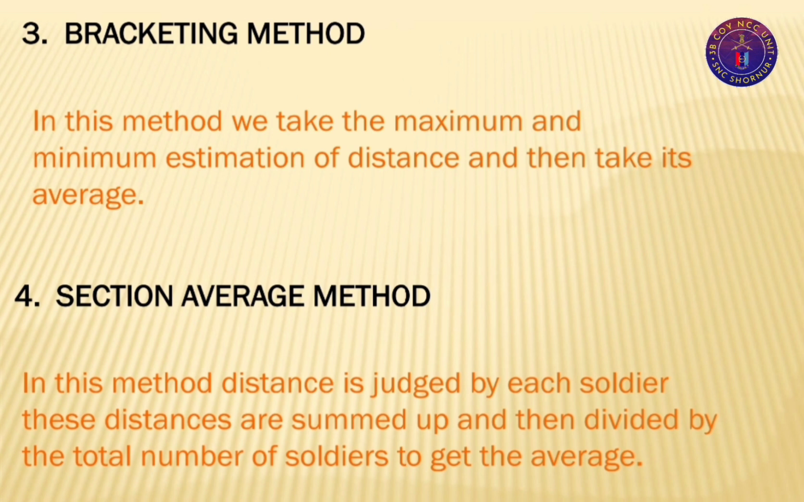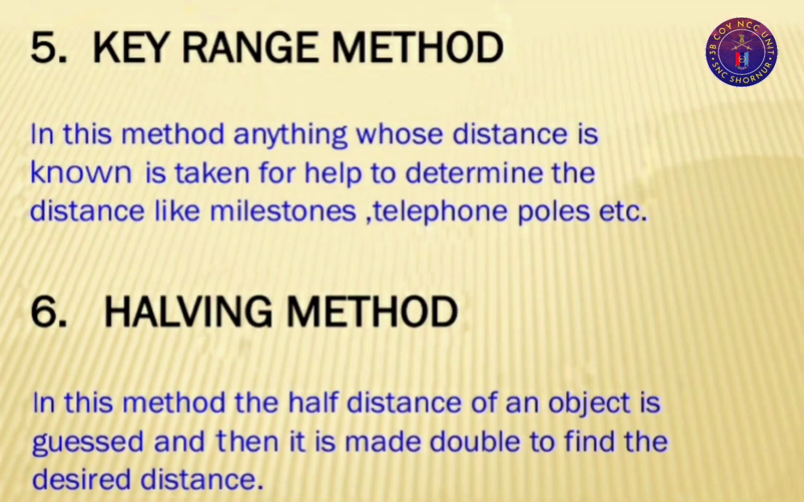The fourth method explained is section average method. In this method, distance is judged by each soldier, and these distances are summed up and then divided by the total number of soldiers to get the average. And this average value is taken as the distance. The fifth method is key range method. In this method, anything whose distance is known is taken to help determine the distance, like milestones, telephone poles, etc. And if the range of a certain object is known, the distance to the other object can be found in relation to that. And this method is termed as key range method.